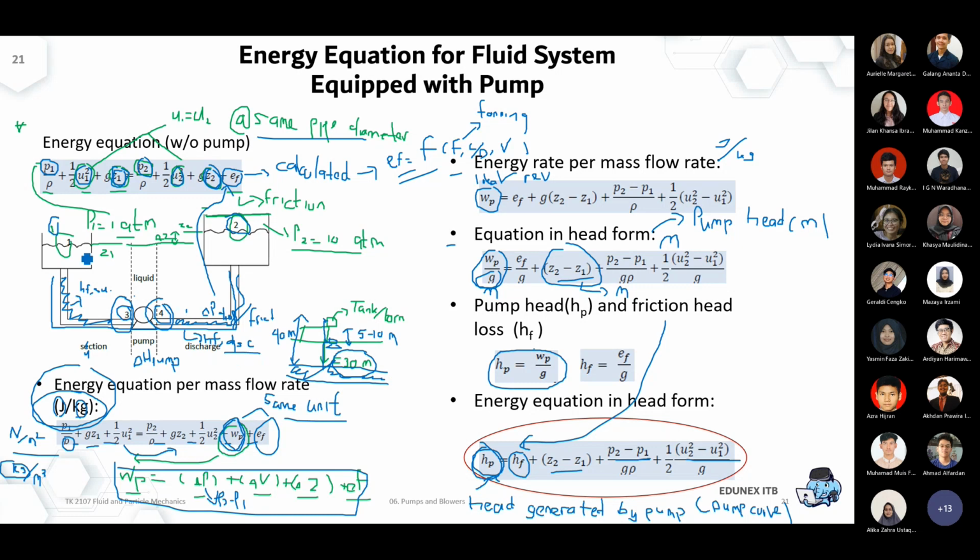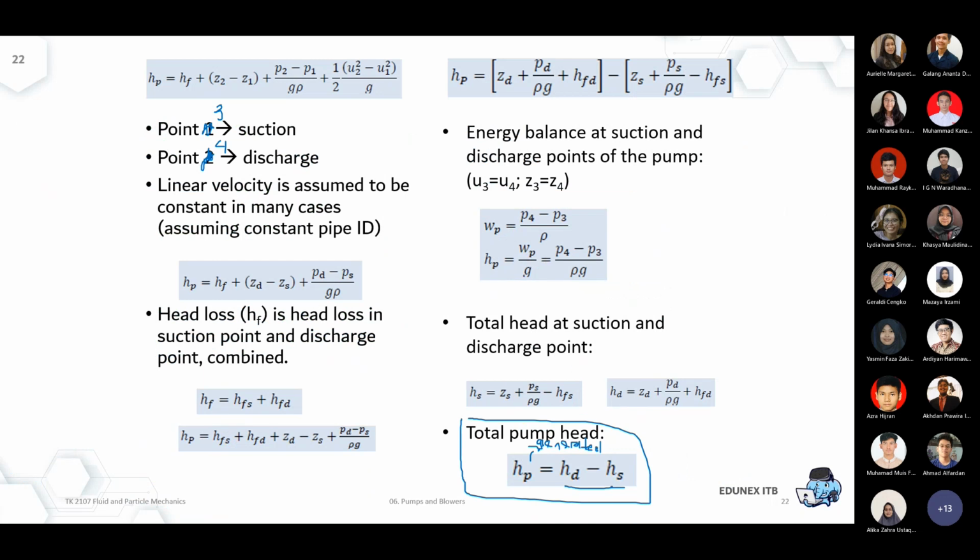So be consistent. Are you comparing Bernoulli of 1 to 2, or are you comparing the Bernoulli of 3 to 4 only for the pump itself? Make sure that it matches the requirement in your question. But again, everything is in Bernoulli form, so you just have to be aware. Are you comparing downstream versus upstream, 1 versus 2, or comparing suction versus discharge of the pump?